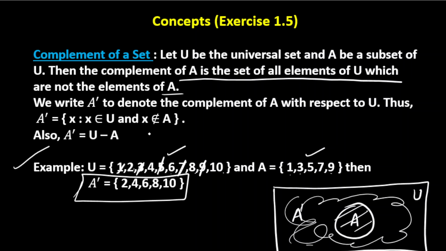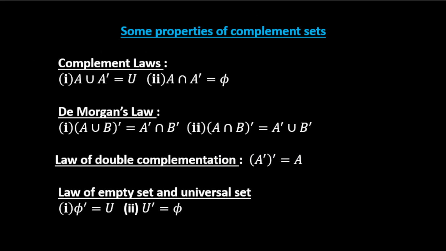So once again, I'll just repeat. Complement of A is the set of elements of U which are not the elements of A. So I hope you have understood this with the help of the example and the Venn diagram also. Now there are some properties of complements of a set which will be of help when we will be doing the questions. So first one is complement laws.